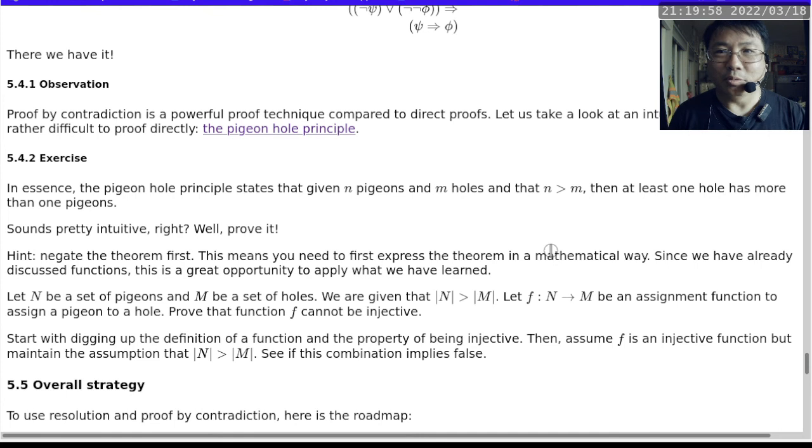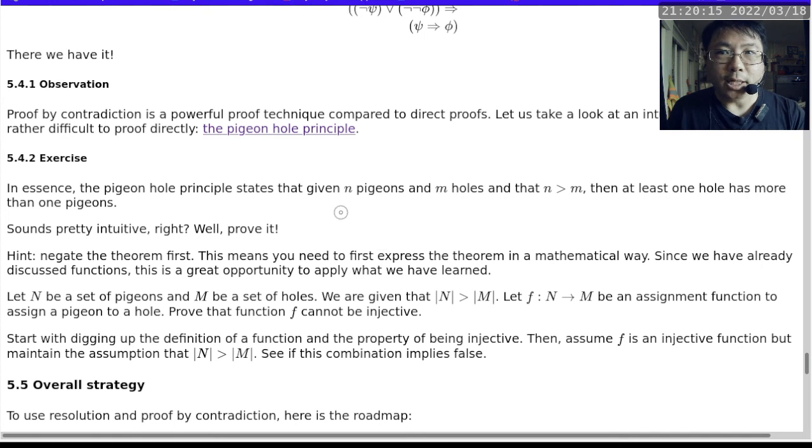now we can go ahead and try to prove this. So we're going to apply a proof by contradiction. Now, whenever you want to apply proof by contradiction, the first thing you need to do is to identify what theorem am I trying to prove, okay? So you find that theorem and then you negate it.